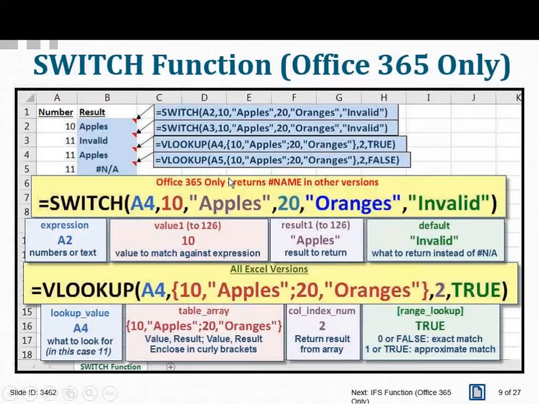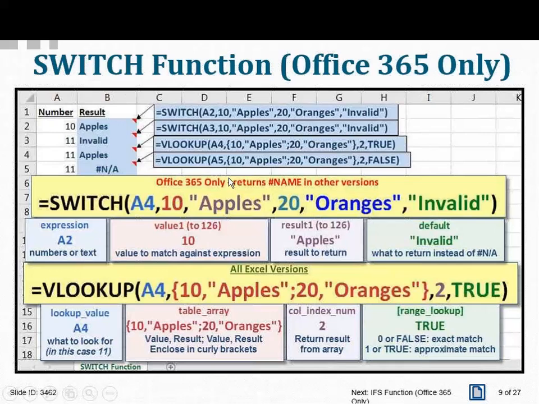The SWITCH function is a decision-making function, and it's also a lookup function. We can create a series of items to look for. With the SWITCH function, the first argument is the expression cell. So we can say that we want to look at whatever's in cell A2. Then we have value 1. We can provide up to 126 values. We're going to say we're looking for 10.